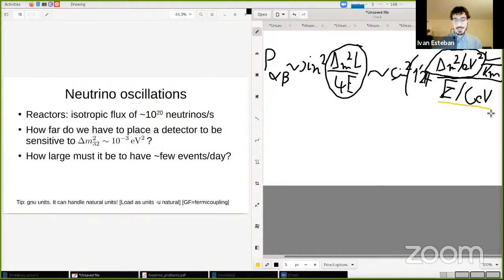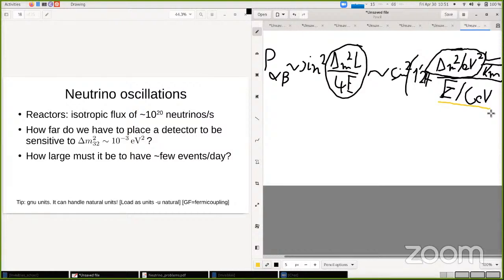This is a question that I raised to you, so please feel free to answer it in the chat. What is the typical energy that is produced in a nuclear reaction? Is it GeV, MeV, keV, TeV? Okay, yep. Mega electron volt.